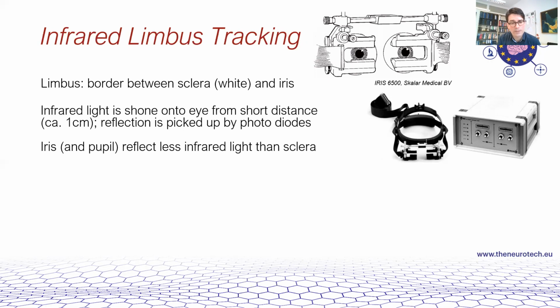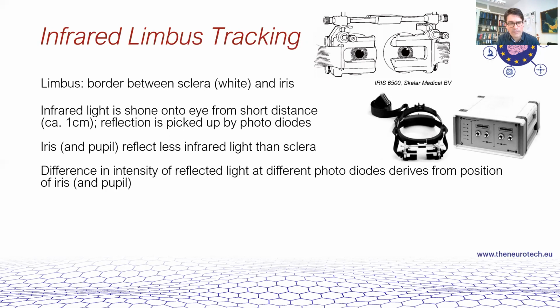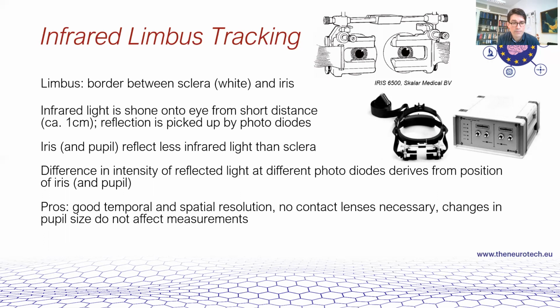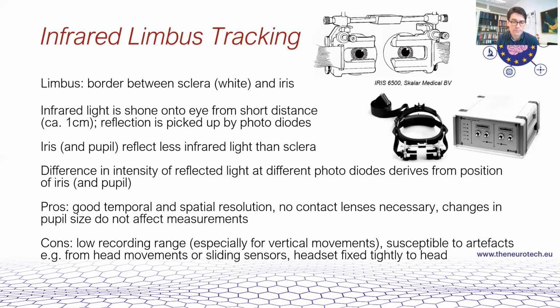It is known that the iris and the pupil as well reflect less infrared light than the sclera. And this difference in intensity of reflected light can be used to derive eye position, or the position of iris and pupil, and therefore to allow measures of eye movements. Advantages include the good temporal and spatial resolution, no contact lenses are necessary, and changes in pupil size, which do of course occur in cognitive and visual experiments, do not affect measurements.